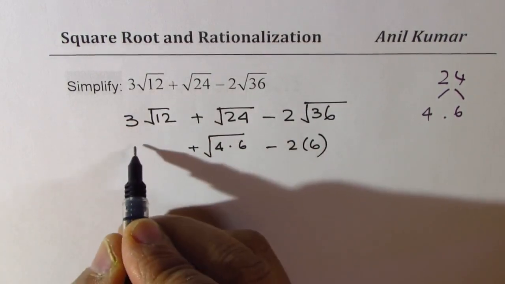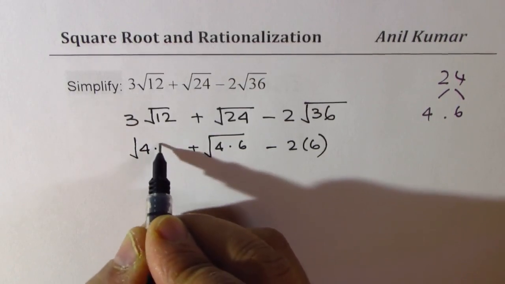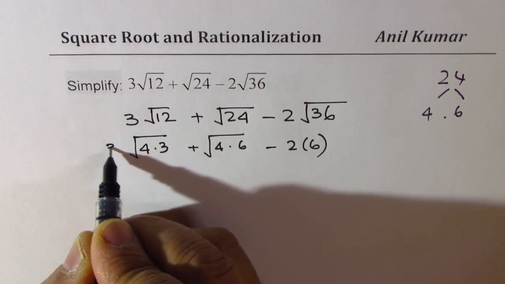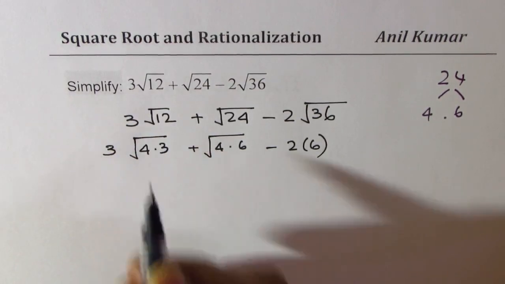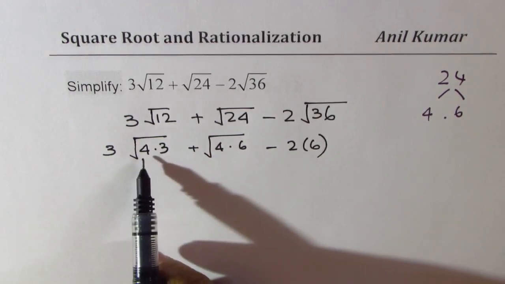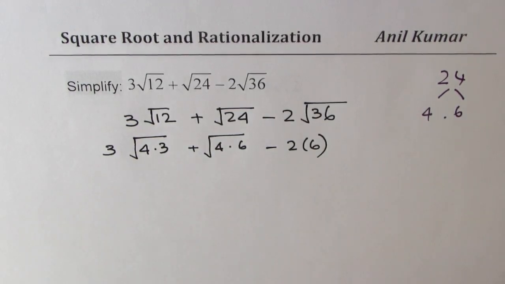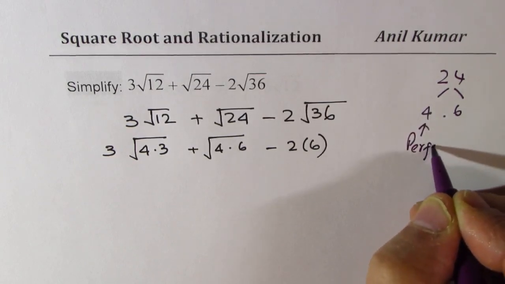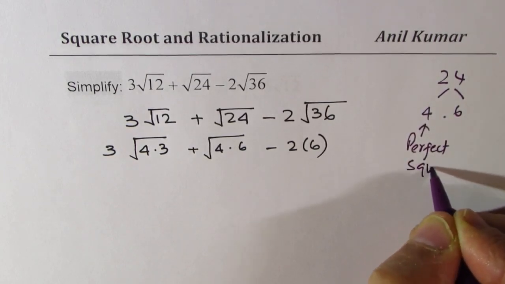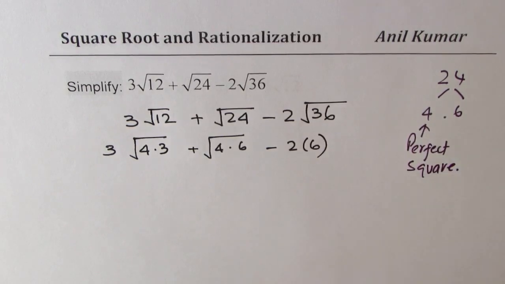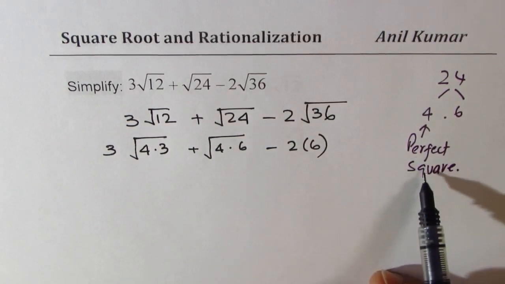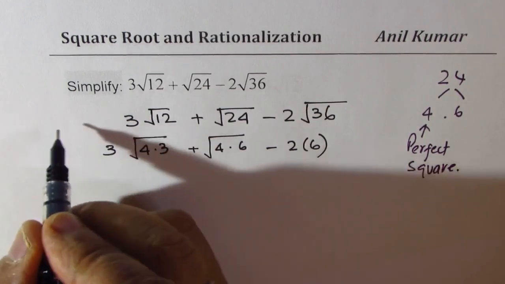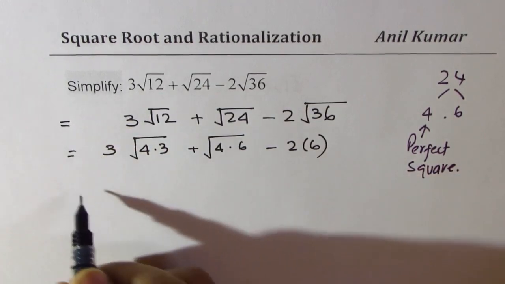Similarly, for 12, we could write 12 as product of 4 and 3. Why did we choose 4 and 3, not 2 and 6? Since 4 is a perfect square. So the idea here is to have a perfect square. So that is a good strategy. So if you follow that strategy, you can do this even faster than what we did last time.